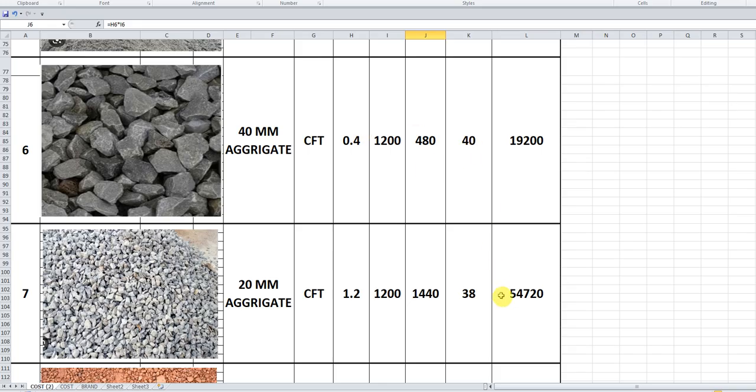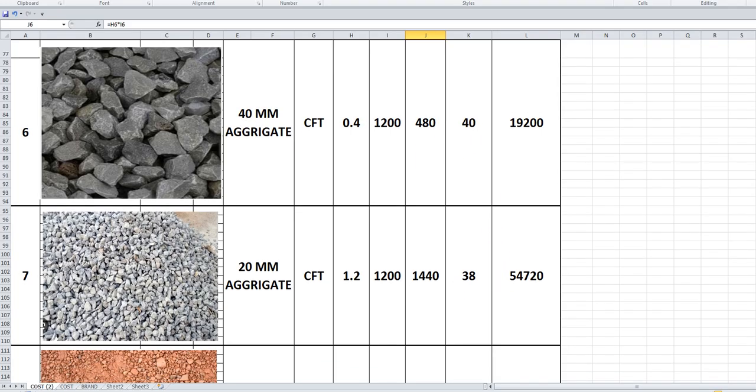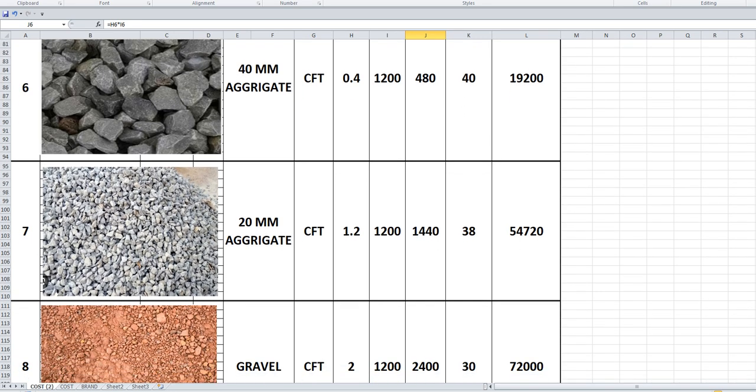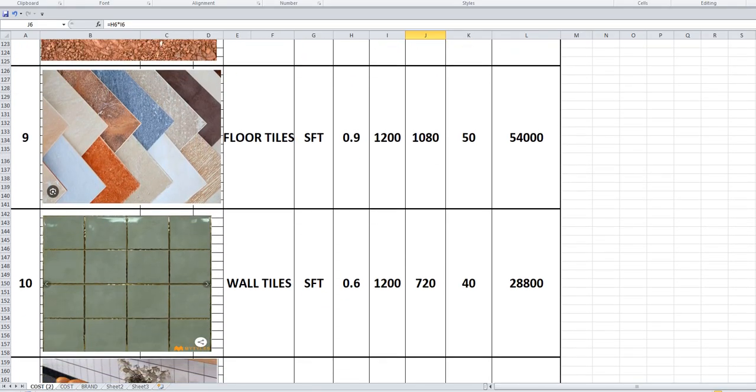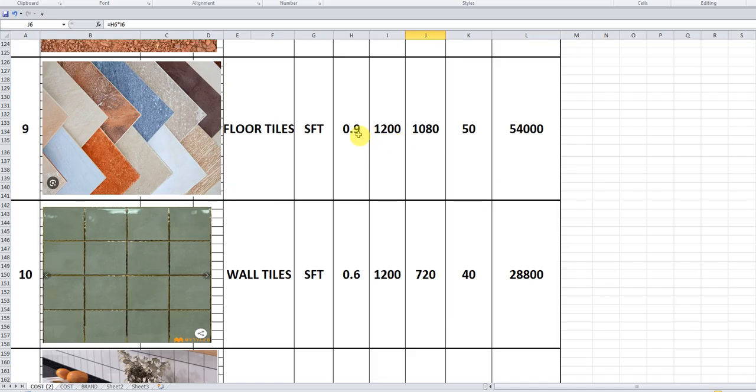So the rate is considered here. It may vary from place to place. Accordingly, this can be improved. So gravel I have taken for 72,000. So the total material of floor tiles, as I said, I have considered a coefficient of 0.9 square feet per square feet. So it is 54,000.